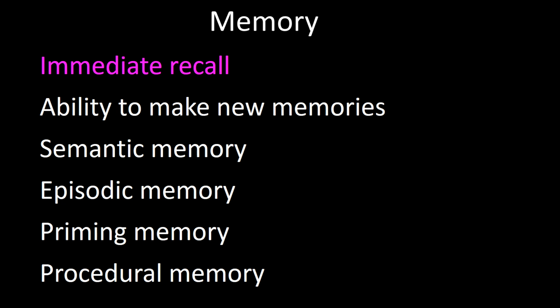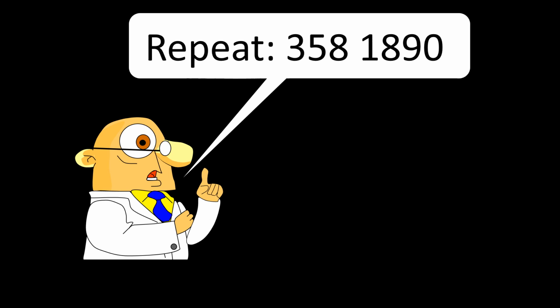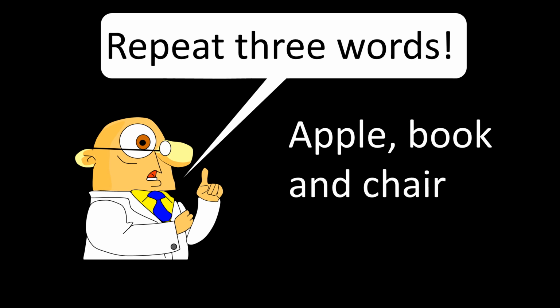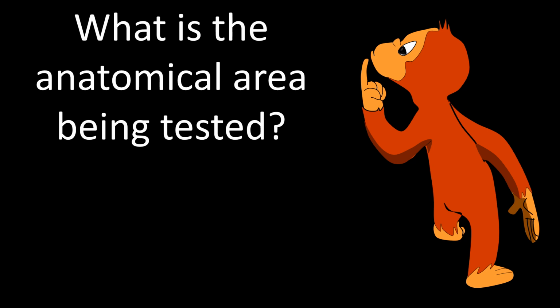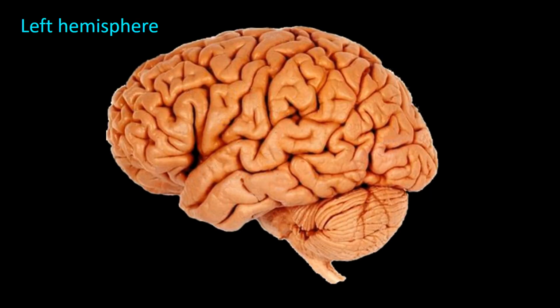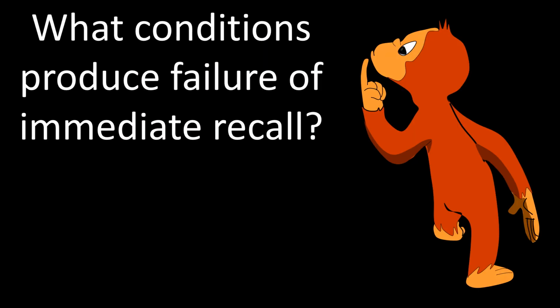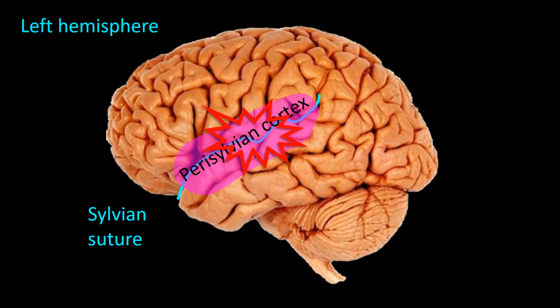Instant recall or immediate recall is evaluated by asking the patient to repeat a set of numbers. Normally 7 numbers should be repeated with ease. Another way to test instant recall is by asking the patient to repeat 3 words, such as apple, book, and chair. The anatomical area being tested during instant recall is the perisylvian cortex, the same area that is checked during speech when testing repetition. Conditions producing failure of immediate recall consist of focal lesions in the perisylvian region, such as stroke and tumors.